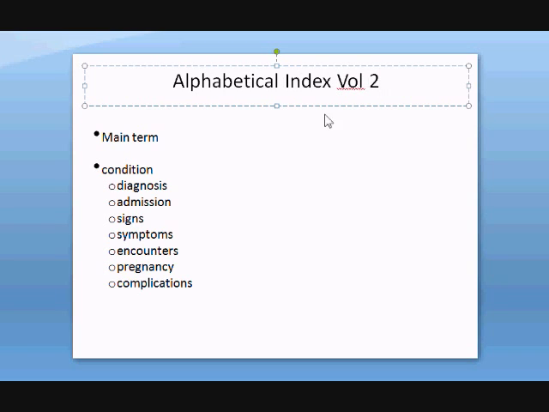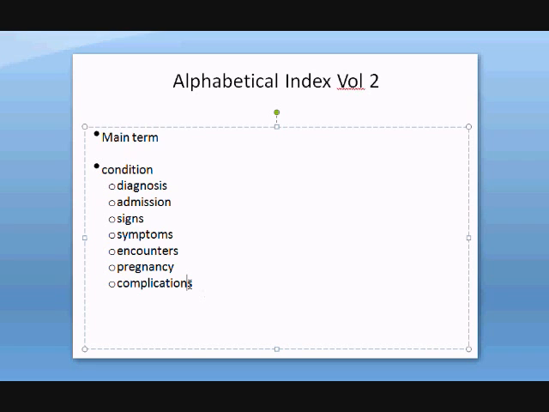Essentially, the way to code is you first begin by looking at the main term. The main term is either going to be a disease, your diagnosis, the admission, the sign, the symptom, the encounter, or even words like pregnancy, complications. These are your key terms. Words like fracture. These are the terms that you're going to use to come up with your code when you look up your alphabetical index.